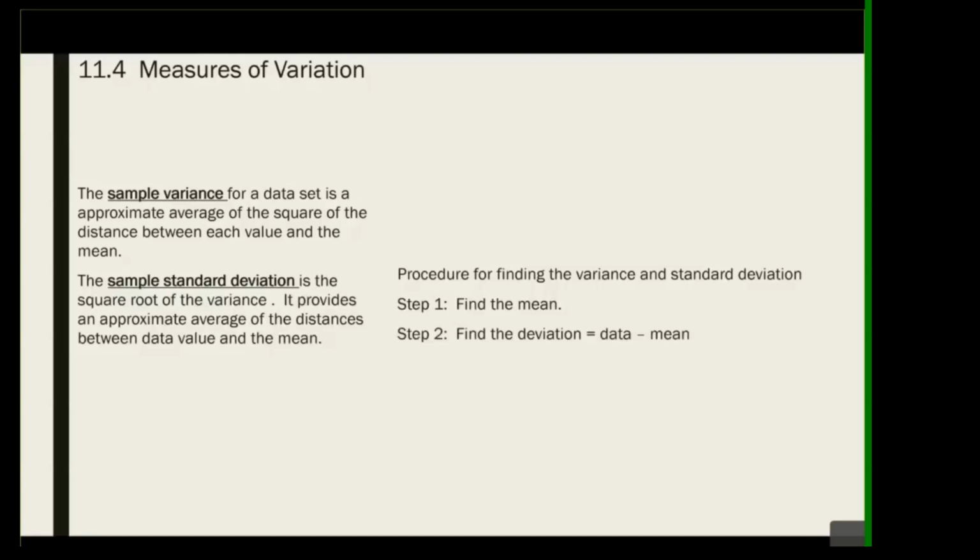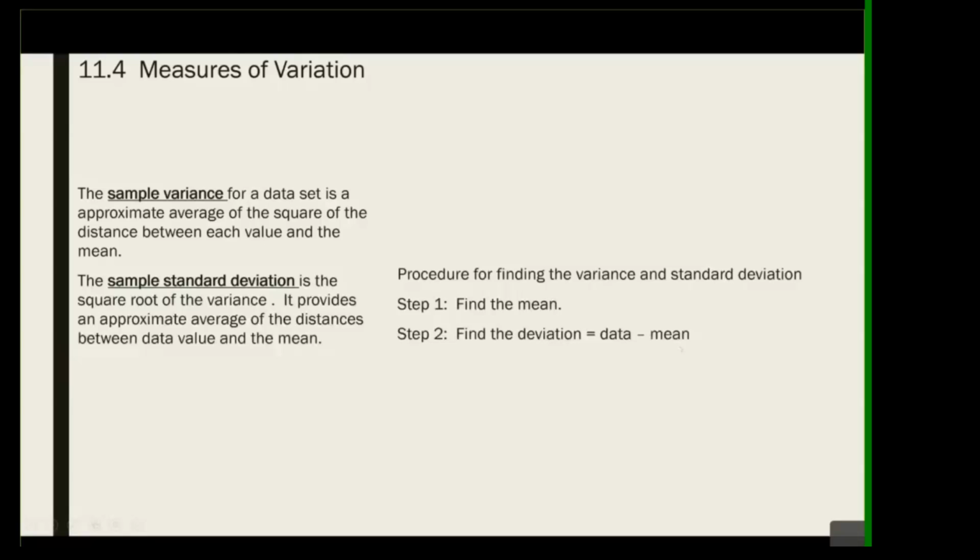Given the data, how far is the data from the mean? So to find the deviation, this is what you need to do: you take the data minus the mean. Whatever your data is, minus the mean.